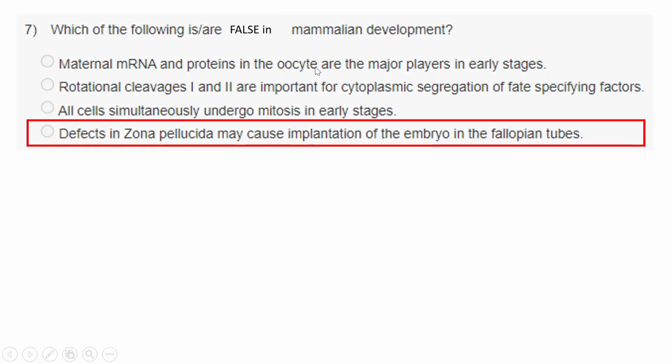Maternal mRNA and proteins, major players in the early stages. Rotational cleavage 1 and 2, important for cytoplasmic segregation of fate-specifying factors, is also a correct statement. All cells undergo simultaneously mitosis in early stages is also a correct statement. Let us see how all these statements are correct.